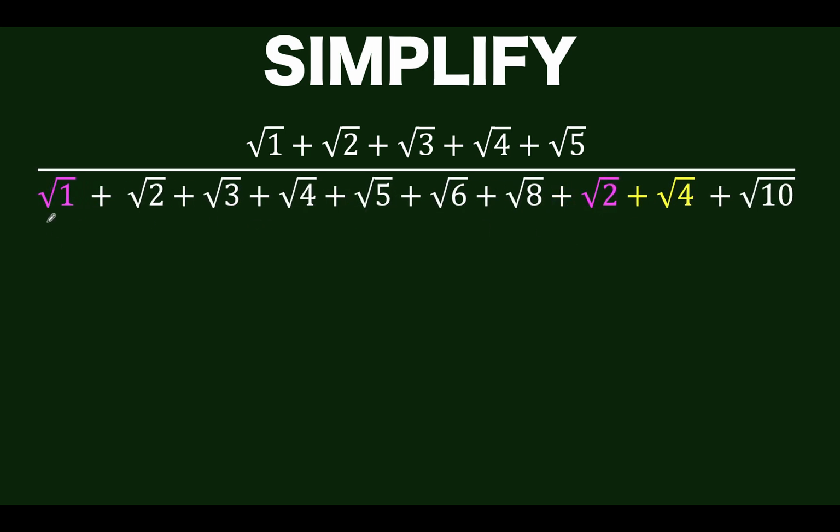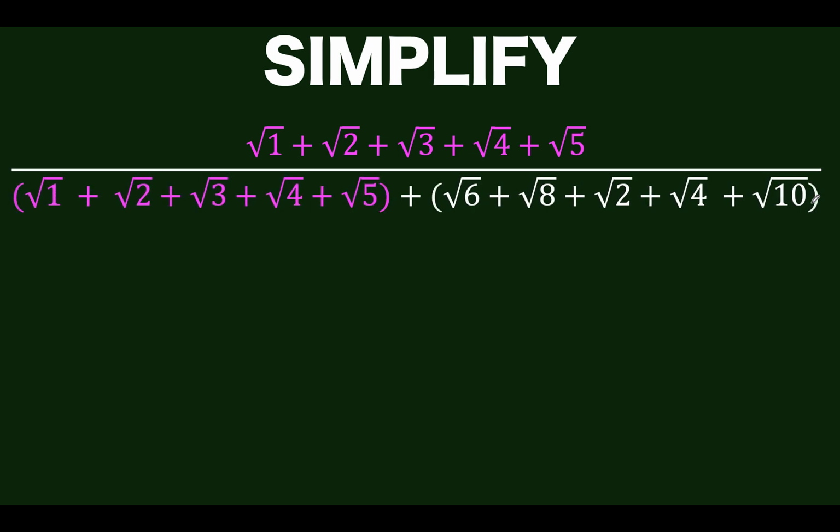Now at this point, notice that this part here and the numerator are the same. So what we can do is group this part as one group and this part here as another group. So let's carry that out. Here's now the result. Let's simplify this part here. Notice that we have here square root of 2, square root of 4, square root of 6, square root of 8, and square root of 10. So applying the commutative property, let's rearrange them in ascending order.